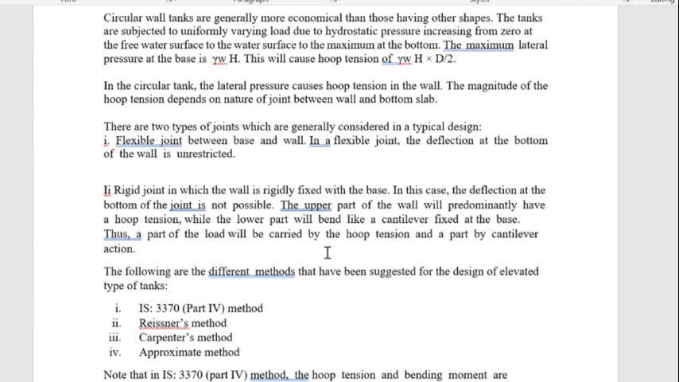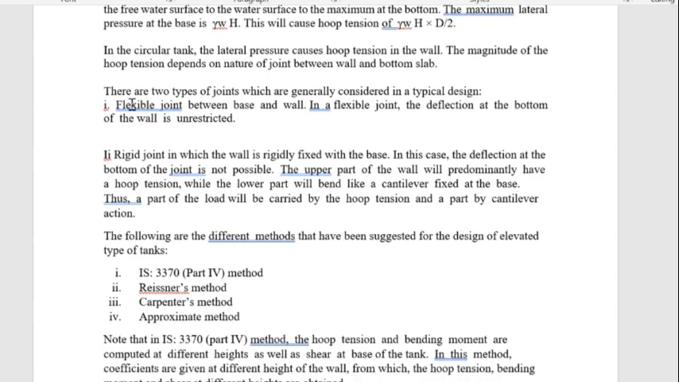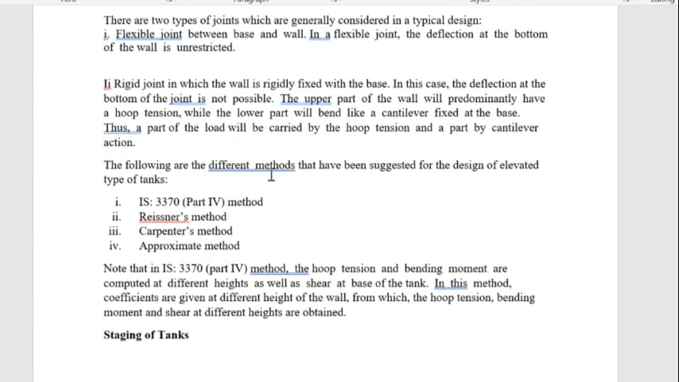Thus, a part of the load will be carried by the hoop tension and a part by a cantilever action. So these are two distinctions between the two, the detailing of a joint. So there are different methods that I have just highlighted that have been suggested for design of elevated water tanks.